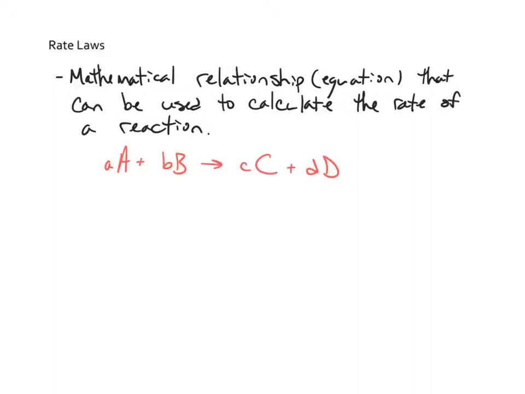Here's my general form of a chemical reaction again, where a moles of A plus b moles of B give you c moles of C and d moles of D. This is the general form of a chemical reaction. And a general form of a rate law looks like this, where the rate is equal to k times the concentration of A raised to the x power times the concentration of B raised to the y power. I'm going to talk about each part of this rate law line by line.